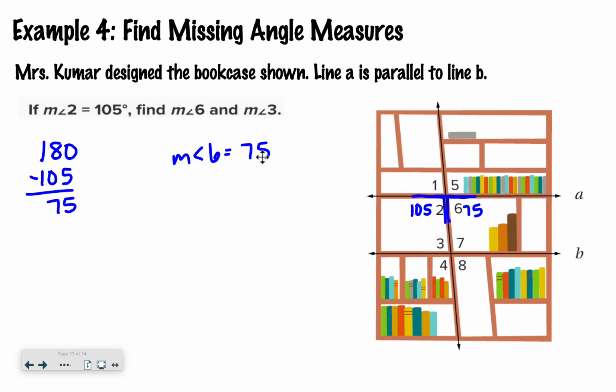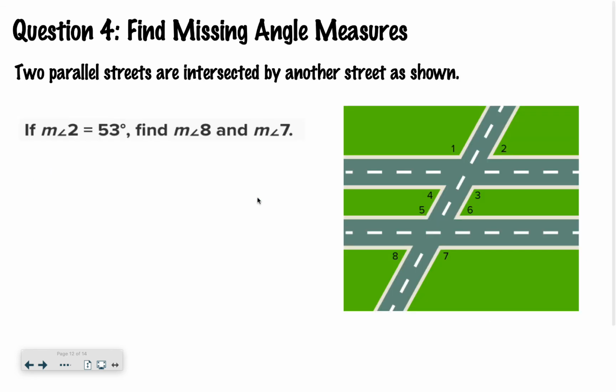equals 75. And then, looking at angle 3, I know that angle 3 is an alternate interior with angle 6. So I also know that the measure of angle 3 is 75. And I'm done. Okay, so knowing those angle relationships means that I don't have to do a second calculation. I just know that those are both going to be 75.